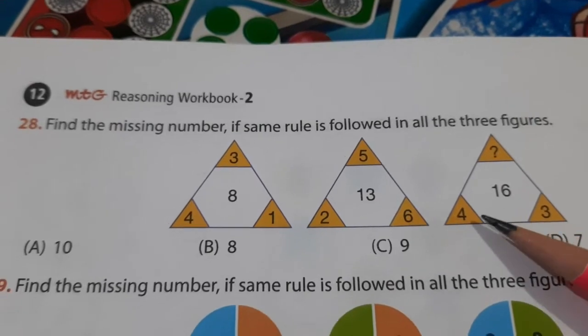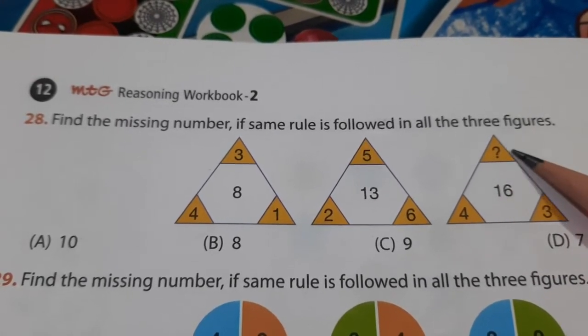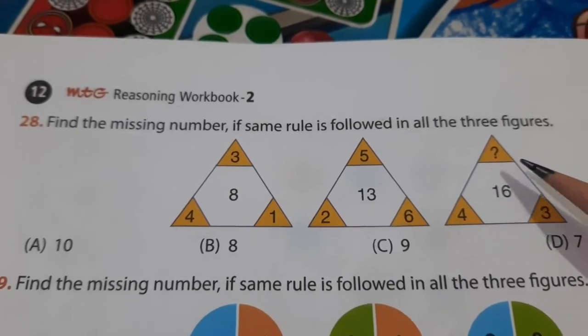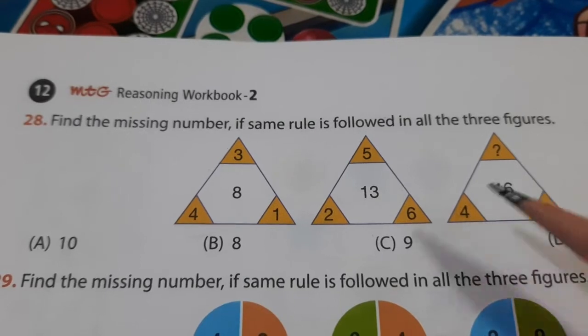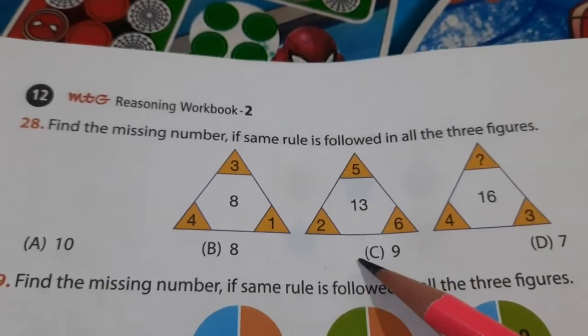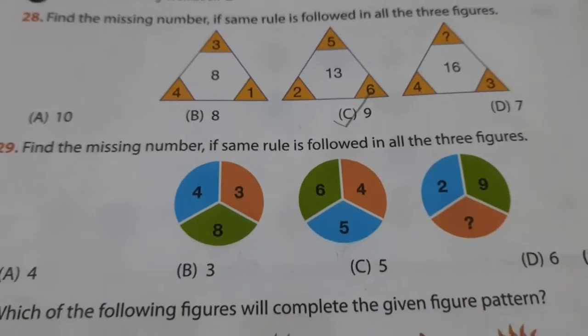So which means 4 plus 3 is 7, and plus something, which is this question mark, should make it 16, and that would be nothing but 9, and hence my answer is option C, 9. Okay, let's look at the next question.